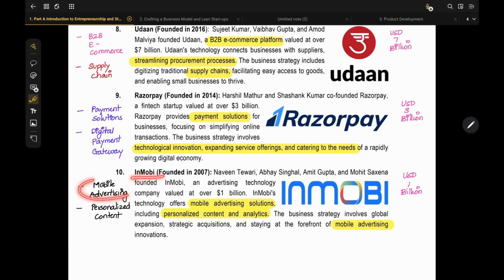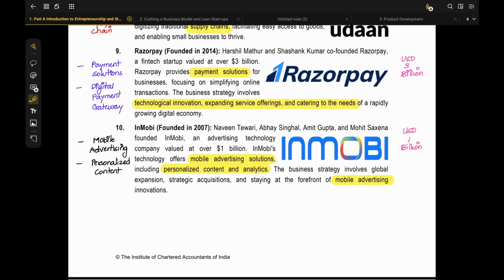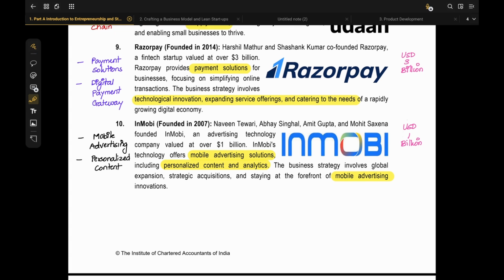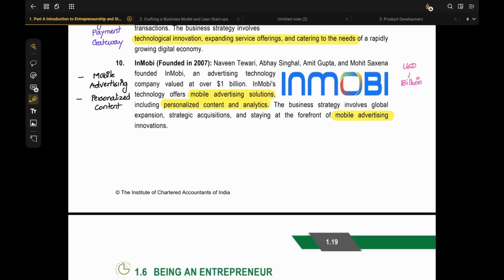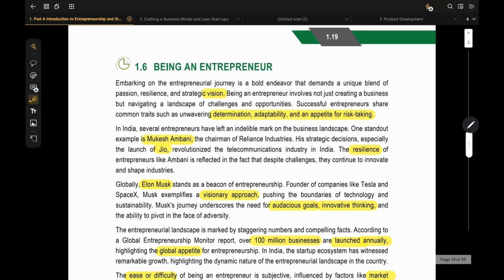And then InMobi is a mobile advertising business. Personalized ads are given based on the user experience. What advertisement should come on your mobile will be decided by InMobi. It decides based on people's mindset, what ads they will be seeing, and what ads will not irritate people, including pop-up ads. Companies like these are doing that.